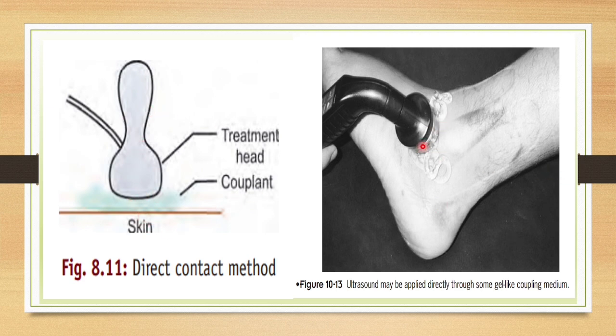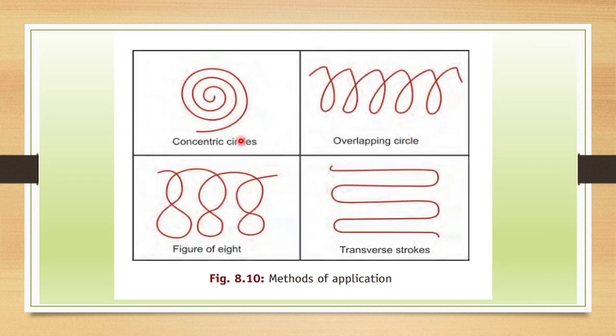This is an example of the direct contact method in the ankle region. Usually in this ankle region we will go for the water bag method, because this area is almost like an irregular surface because of the presence of the malleolus. So this is how you will be doing an ultrasound in this manner.